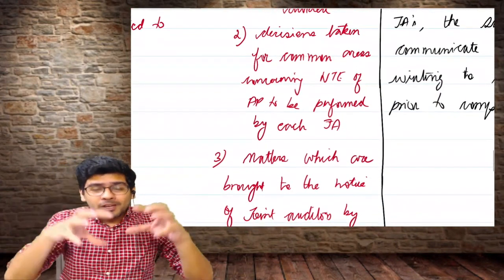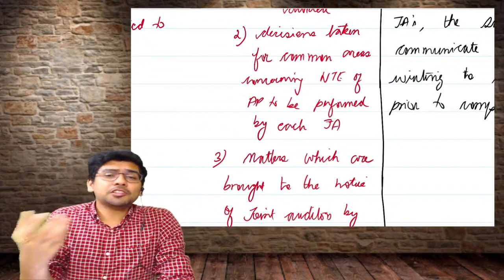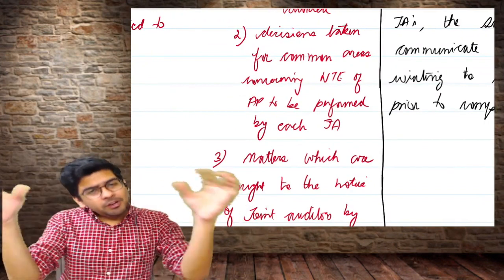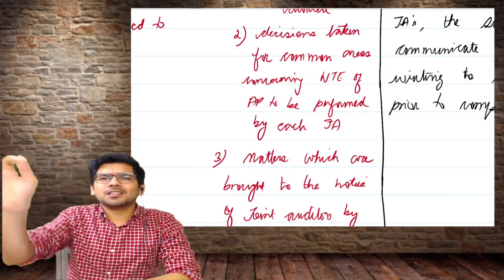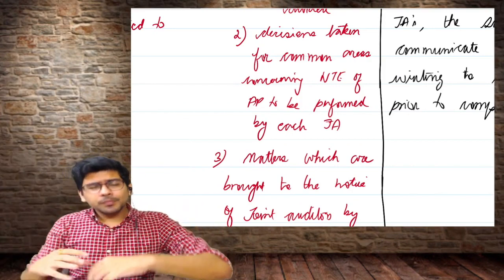Second, for the common areas, the decisions which they take with respect to the application of audit procedures on the common areas, everyone will be liable, irrespective of the fact that this particular audit procedure is performed by C and company, but everyone will be responsible.